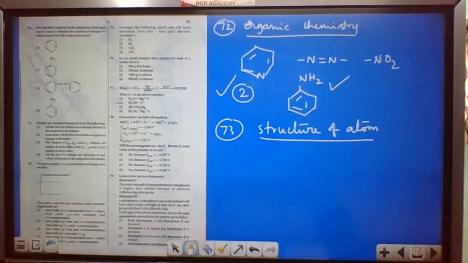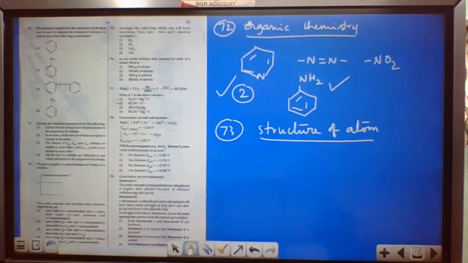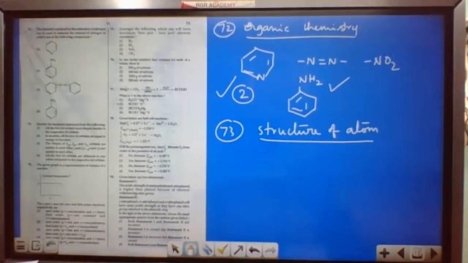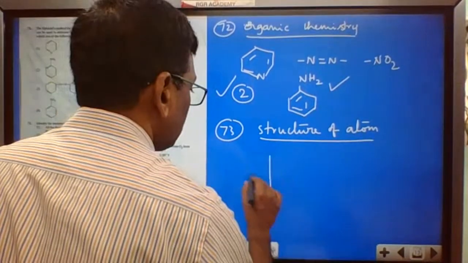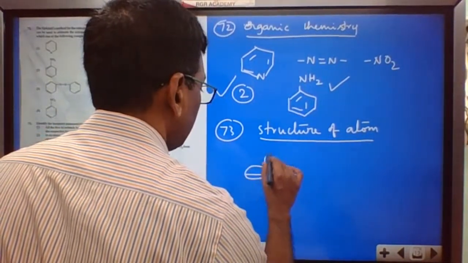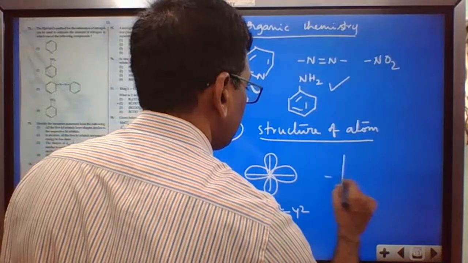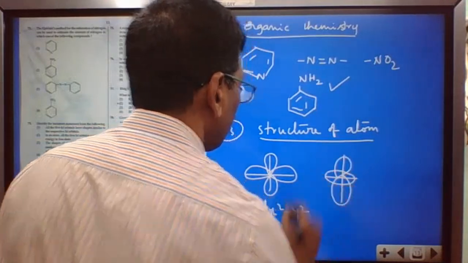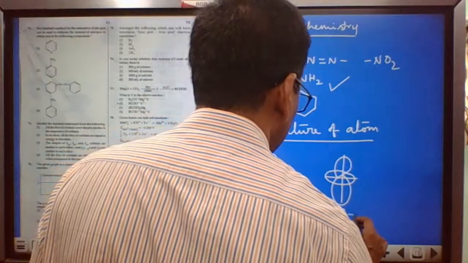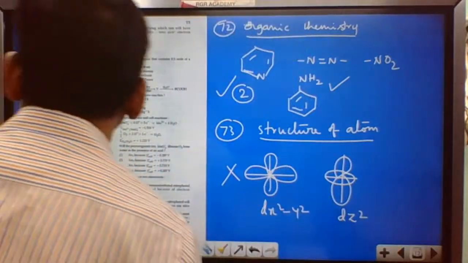Next, the shapes of the dxy, dyz and dzx orbitals are similar to each other. That is correct. And the dx square y square and dz square are similar to each other. That is wrong. You know that dx square y square shape is like this, and dz square shape is like this. So they are not same, so they are not similar. So this is a wrong statement.